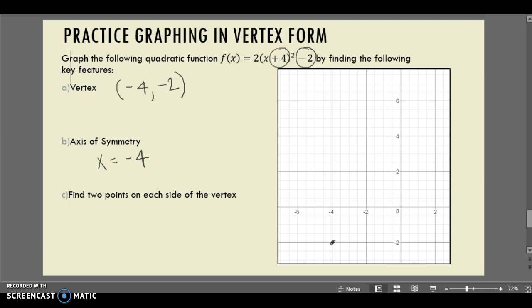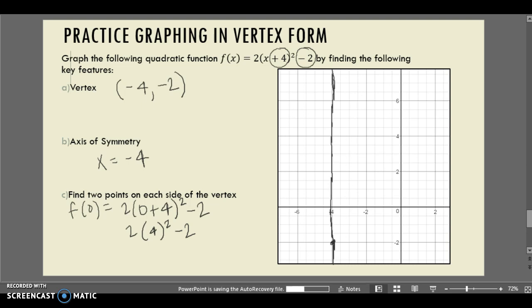So we're going to try and draw. It's easier if I do it this way. There's our axis of symmetry. Okay, our y-intercept, let's find our y-intercept by plugging in 0. So 2 times 0 plus 4 squared minus 2. So 0 plus 4 is 4. 4 squared is 16 times 2 is 32 minus 2 is 30. So we're not going to be able to plot that one, but that's okay.